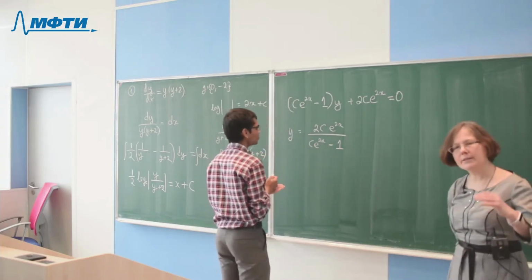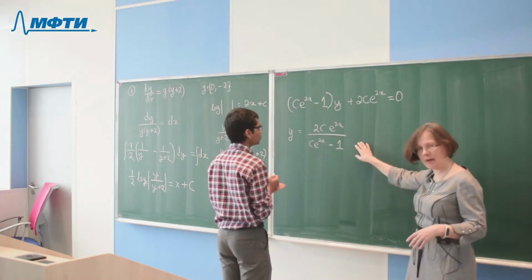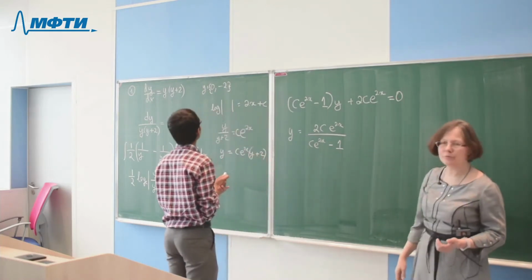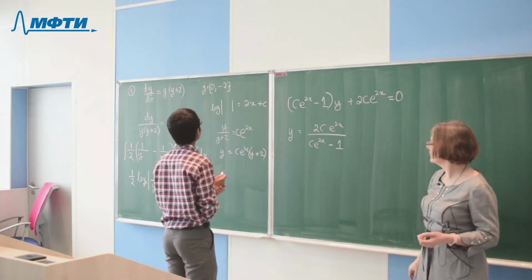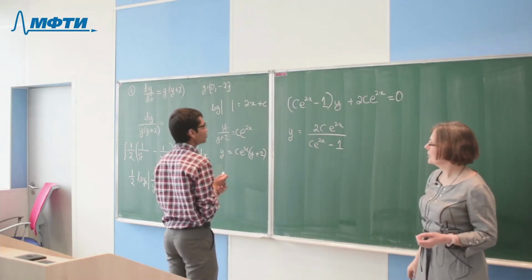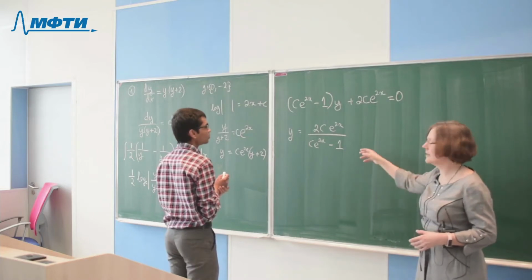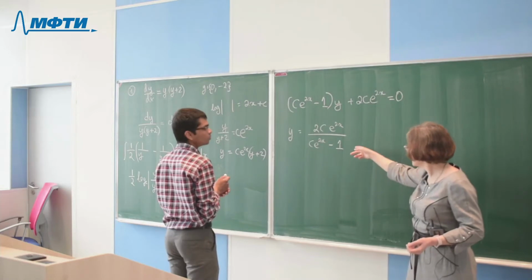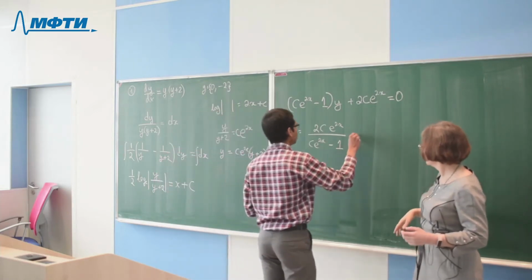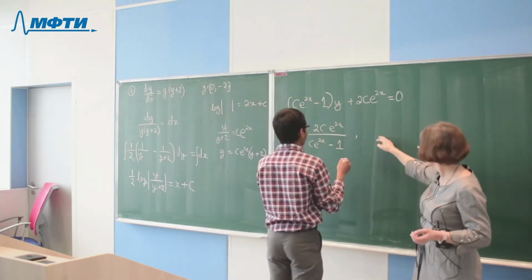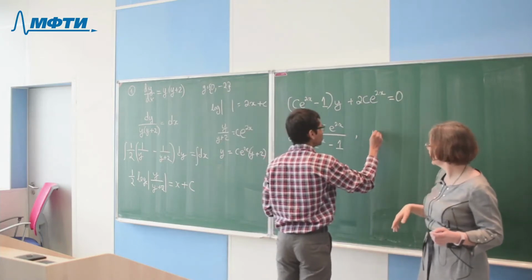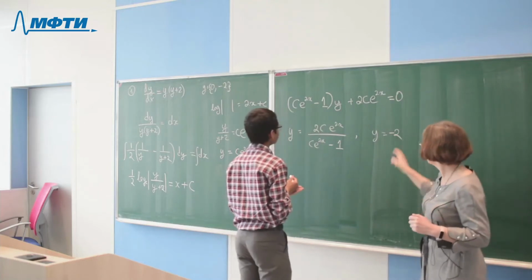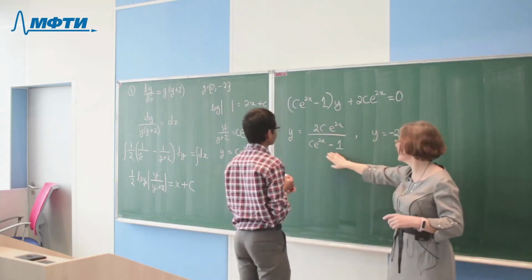Okay, y equals 0 is included in this family for c equals 0, but what about y equals -2? Is it included or not? It seems that it is not included. So we should write a comma and add this solution to the general answer. Just write y equals -2. So to obtain the general solution, this is the final answer, this and this.